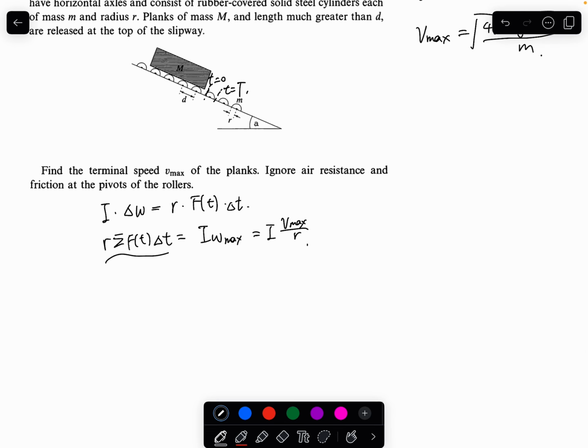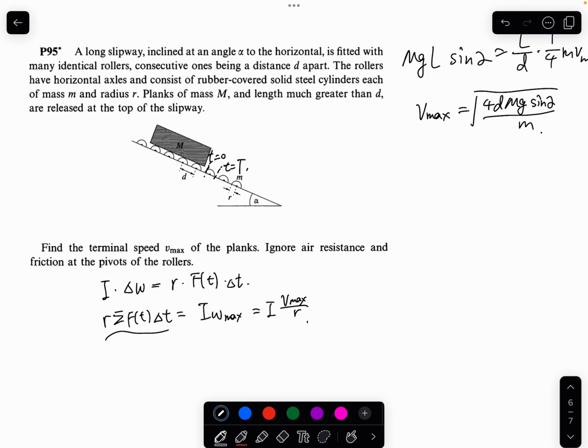On the other hand, during the time interval delta t, consider the work done against friction. Yes, there is friction because the speeds of the roller and the plank are not the same, so there will be friction. It has been emphasized that it is a rubber-covered solid, so there has to be some friction.